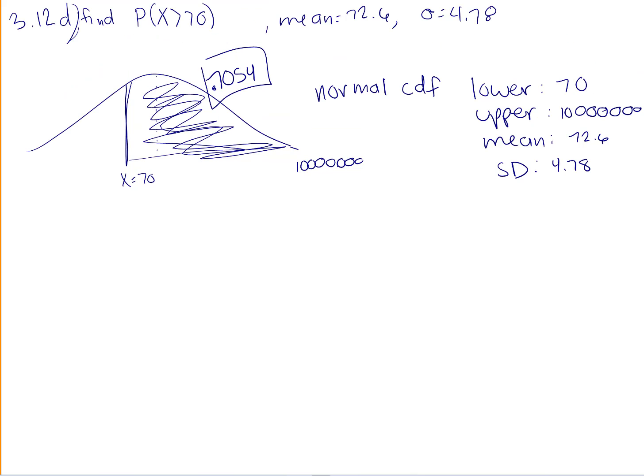Again, all I had to do was draw the diagram to realize, okay, I want x equals 70 and I want to shade to the right, so I'll do 70 as my lower bound and my upper bound is some really big number. And I put it straight into my calculator and I get my answer is 0.7054.